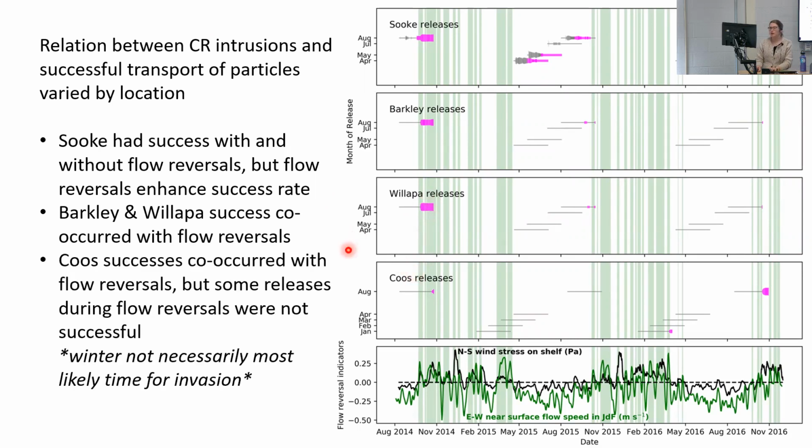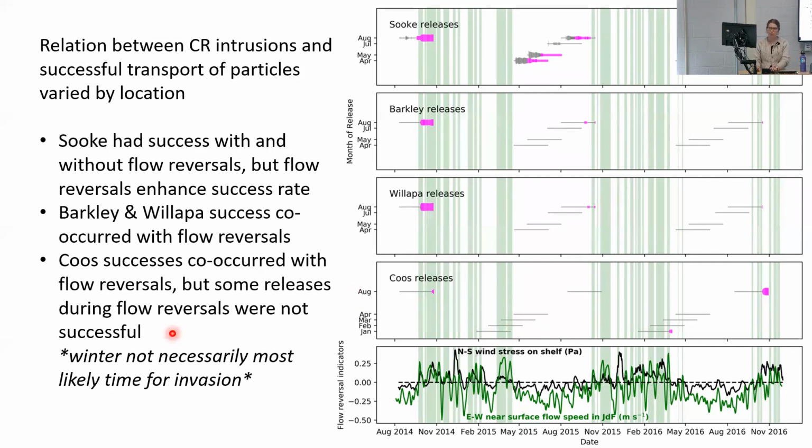And then Coos successes were mixed, with some successes that co-occurred with the Columbia River intrusions, and some that were not successful. Coos was the only place where green crabs spawned in the wintertime, and that has to do with it being further south. But you can see they had these February and March releases that were prime time for the flow reversals to be happening, and none of the crabs ended up making their way up there.